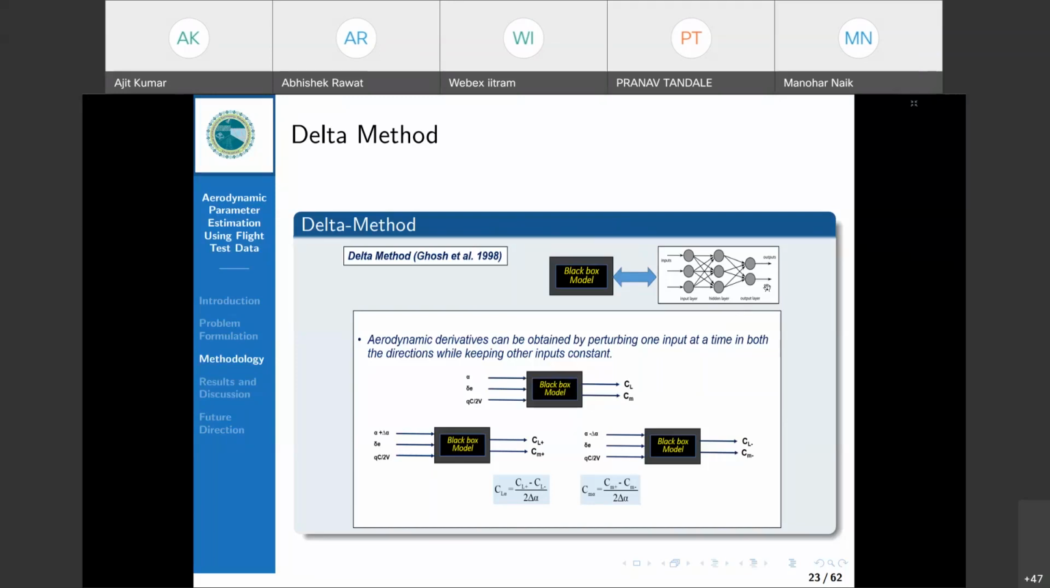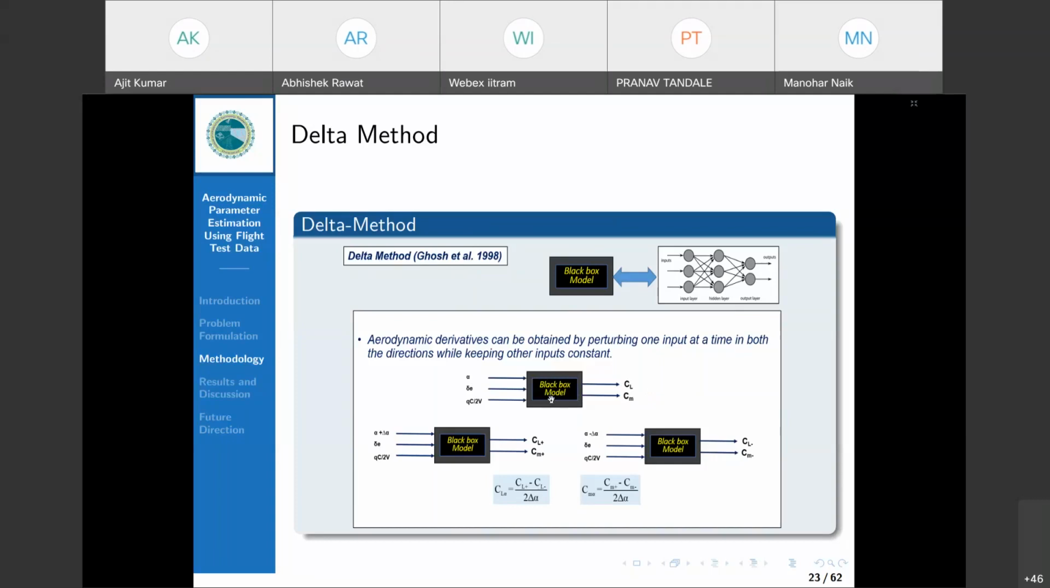Next, when we have the network model or ANN model, what will we do with it? Now the delta method comes into the picture. After deriving this ANN model, which I call a black box model, with these three inputs, in this example I have taken alpha, the angle of attack, delta E, the elevator deflection, and QC by 2B, the normalized pitch rate. CL and CM are your lift force coefficient and pitching moment coefficient.